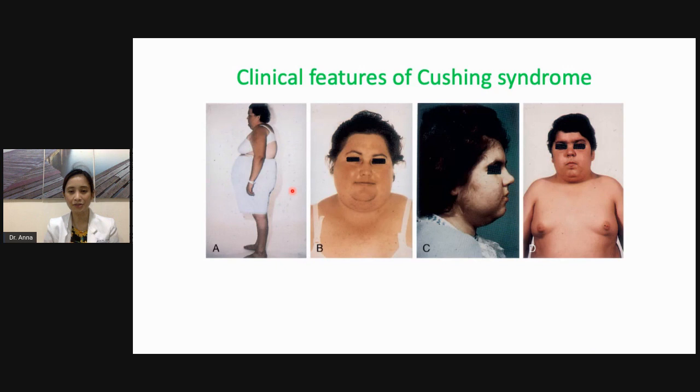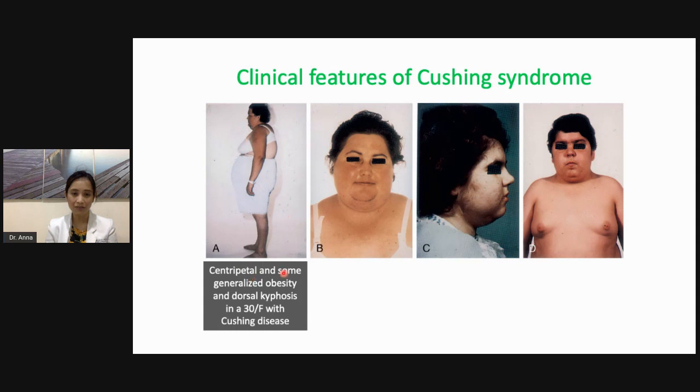So these are some pictures of patients that show some features of Cushing syndrome. What do you notice in patient A? You will see truncal obesity again. There's your buffalo hump. It doesn't show the striae here, but you can see that probably from the side, that's your moon facies. So this is a patient with centripetal and also some form of generalized obesity with dorsal kyphosis here. And this is a 30-year-old female with Cushing's disease.